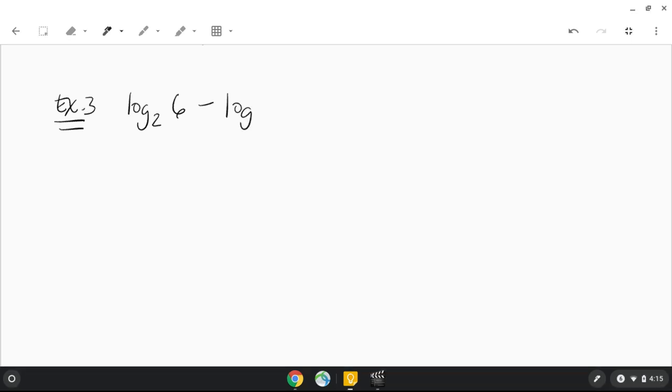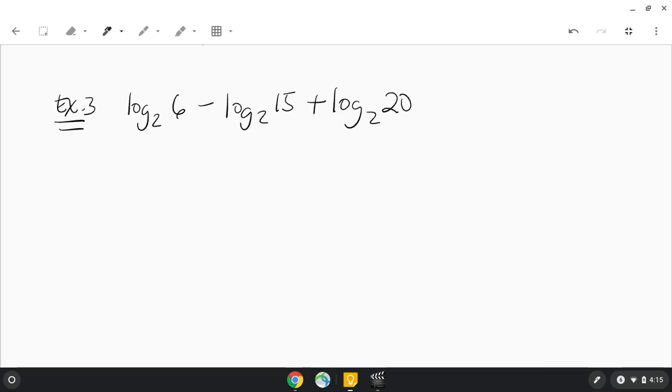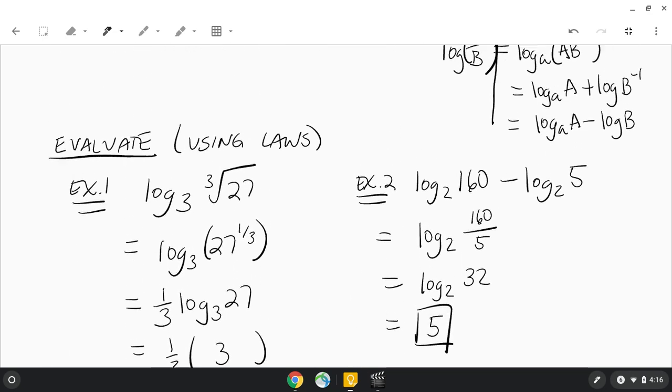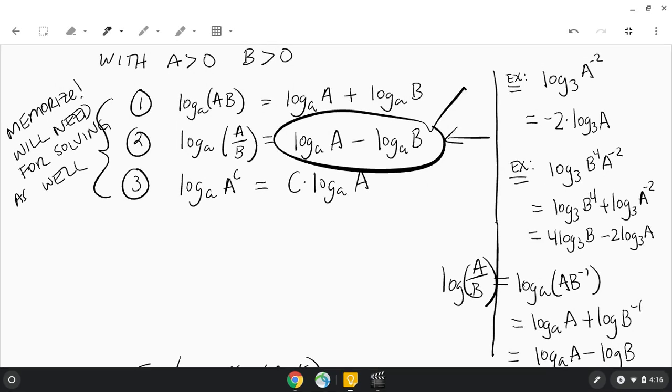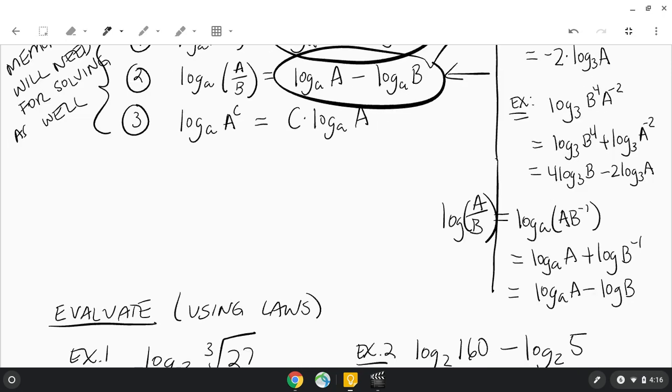Okay, let's try another one. Suppose I want to evaluate this: log base 2 of 6, minus log base 2 of 15, plus log base 2 of 20. Here I have subtraction going on and addition. So when I look up here at my laws, I'll be using this one again, and I also have addition, so I'll be using that as well.